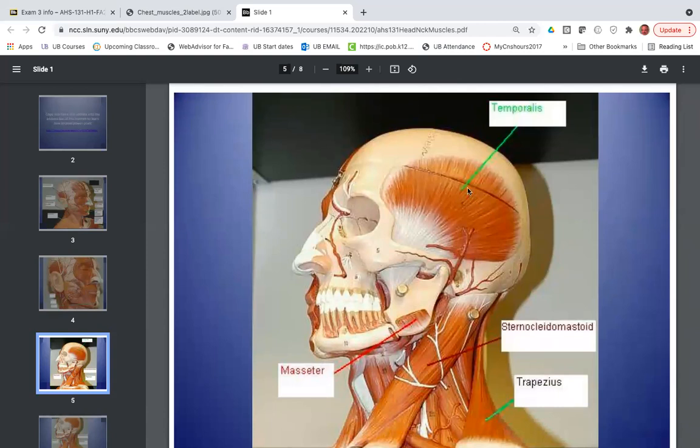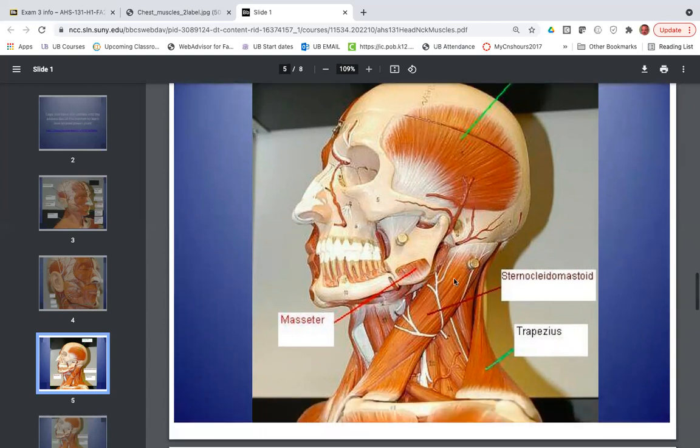Along the temporal region is the temporalis, right? The temporalis originates on the temporal bone, and then it comes down underneath that zygomatic arch and has an insertion site on that mandible. Okay, so again, that's one of your muscles of mastication.